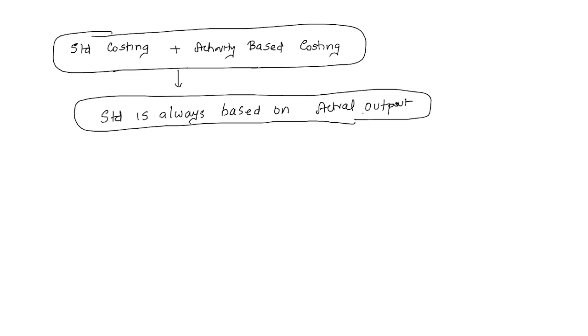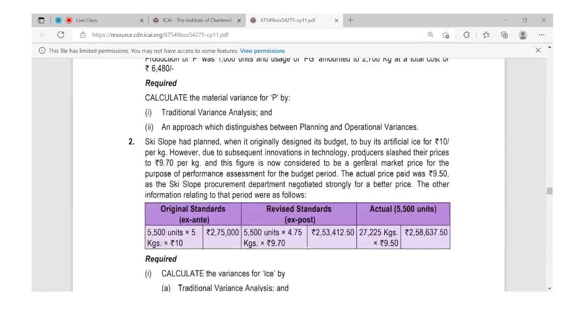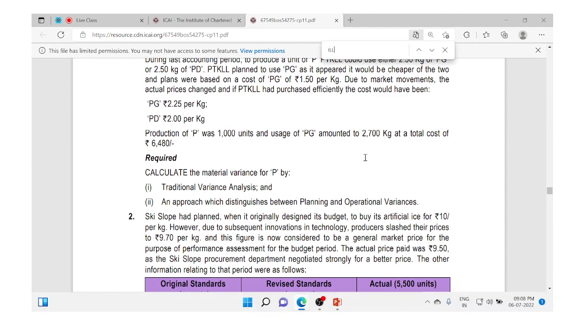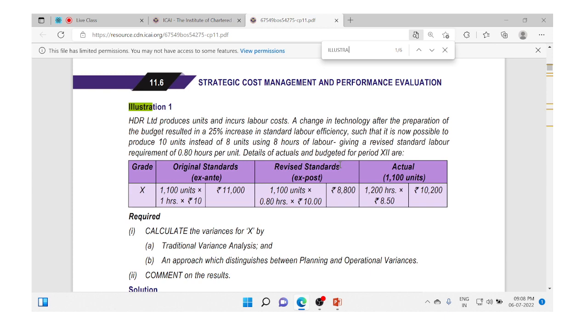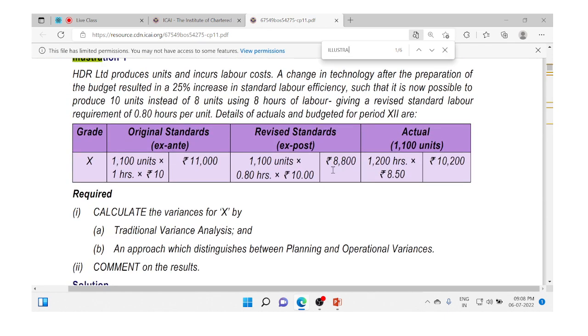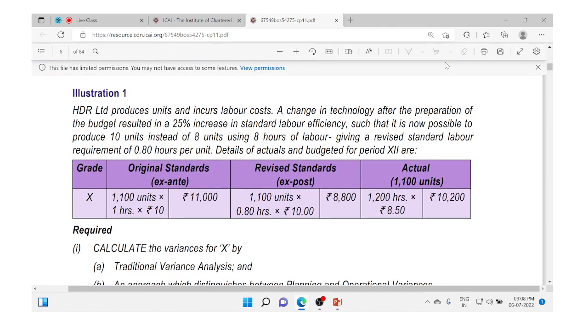Shiv Shankar just started off. We are doing standard costing with activity based costing. All right. Everybody done writing this? Let's take the illustration now. That's a very simple illustration with which we'll start. Illustration 1, did we do? I think we did illustration 1, right?